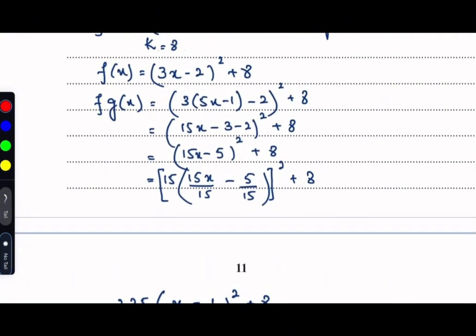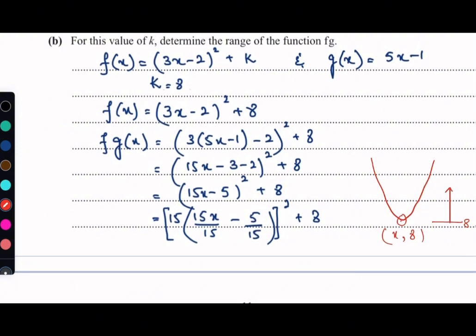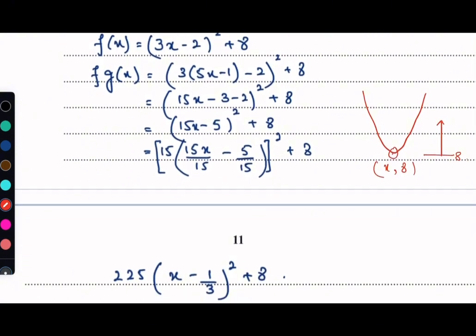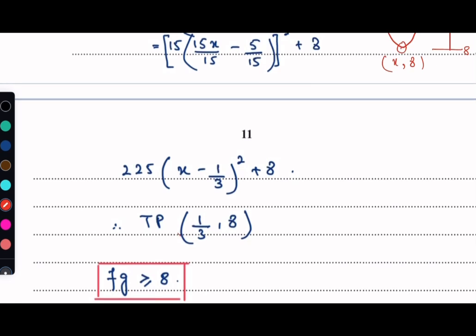Otherwise, in the question, it's just a positive 8 and I should know that my fg should be greater or equal to a positive 8. Again, this was a quadratic minimum curve, meaning this is how this curve should have been. Whatever the x coordinate, my y coordinate I already know is 8. Therefore, all the y values need to be greater or equal to this 8 value here. This could have been the direct answer, but I have simplified it further to show the working of the x coordinate as well. So the turning point that I have obtained is (1 by 3, 8) and I can say that fg is greater or equal to 8 here.